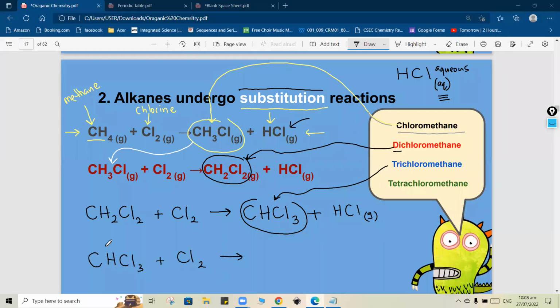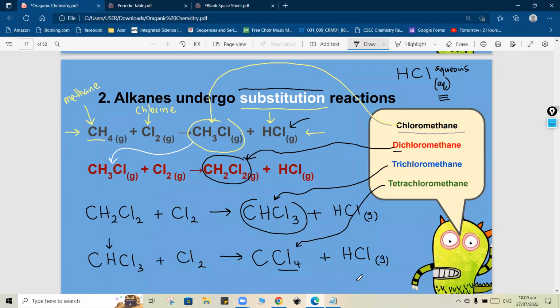So it only has one more H to replace, right? Only one more. So what's going to happen? It eventually gets removed, replaced by one of the chlorines. So now you have 4 chlorines, and unfortunately, you get back the HCl. And since it has 4 chlorines, you call it tetrachloromethane. And that's the end of it.